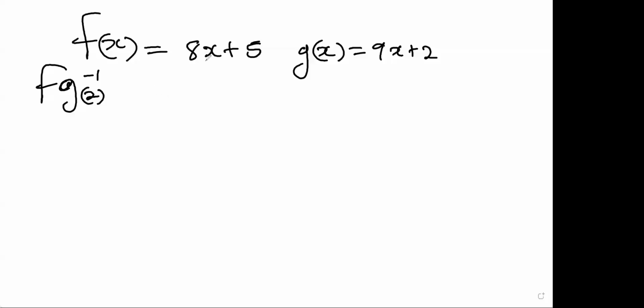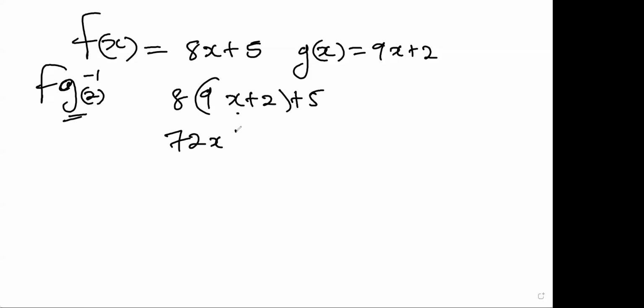Alright, so f of x equals 8x plus 5, g of x equals 9x plus 2. Find fg inverse and then plug in 2. So same procedure, find g, which is 9x plus 2. And then 8 times this x plus 5. 8 times 9 is 72. 8 times 2 is 16 plus the 5. So this works out to 21.